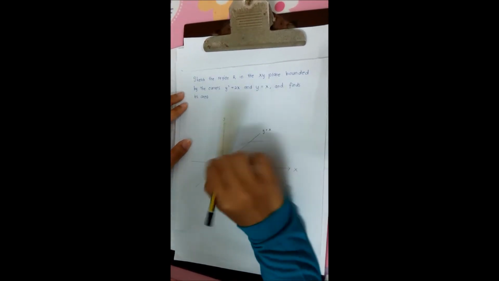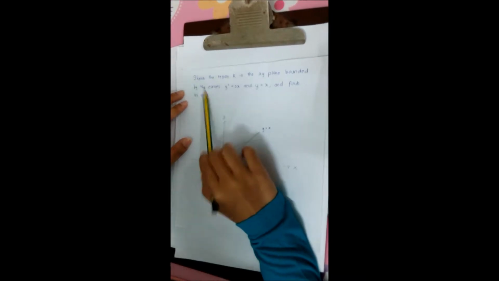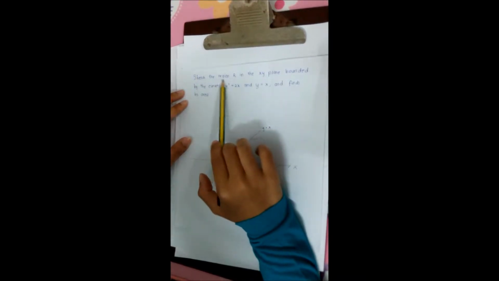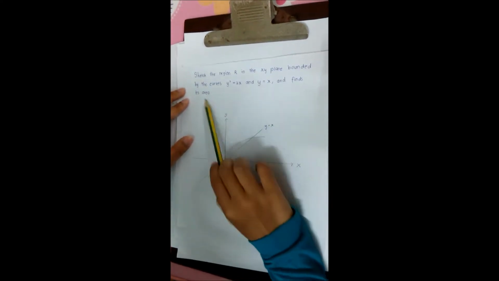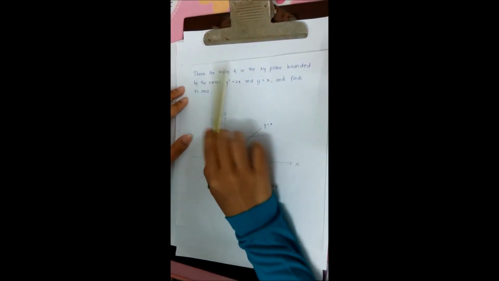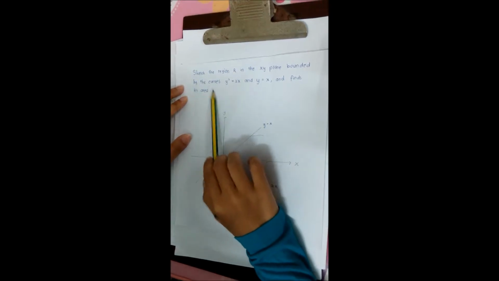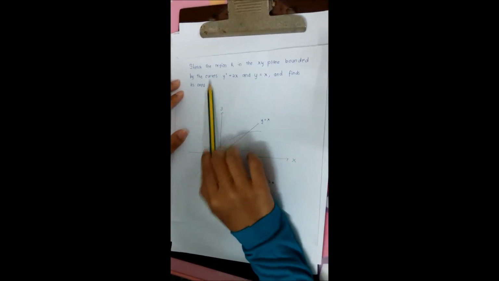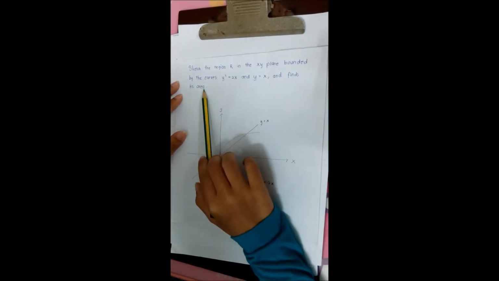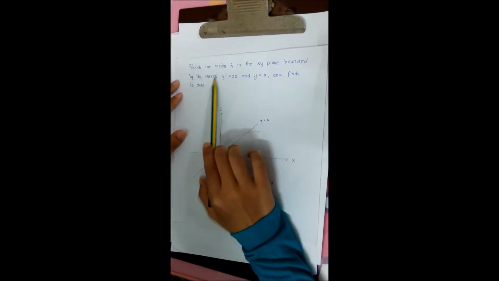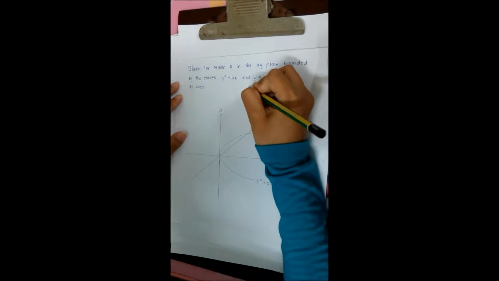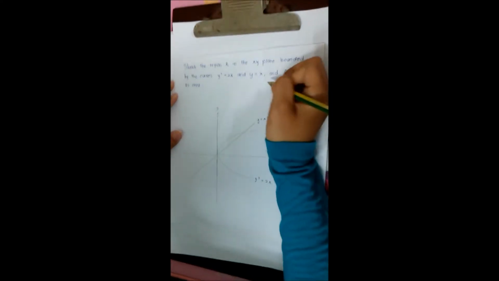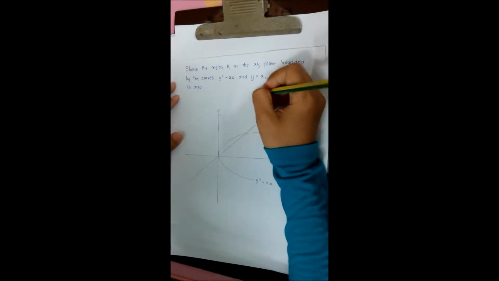From the question, it asks us to sketch the region R, bounded by the two functions, and find its area. First of all, we have to sketch the region R, and after that we can find the area. To find the area, we must sketch, because we want to find the integral of x and y, a multiple integral.